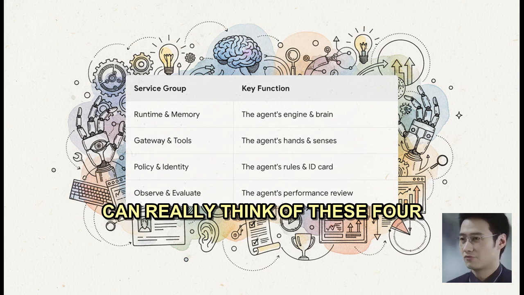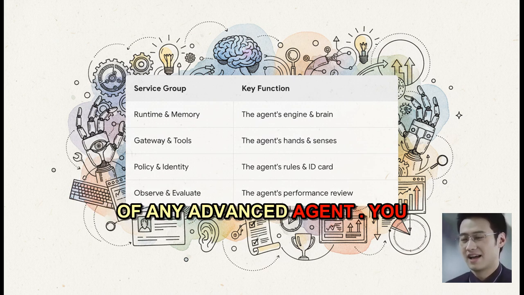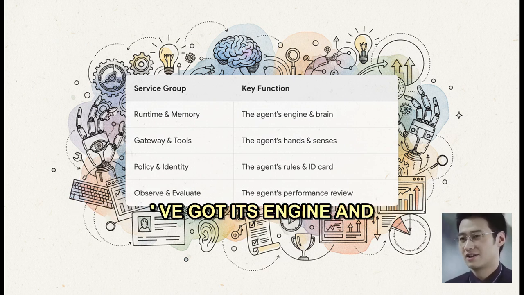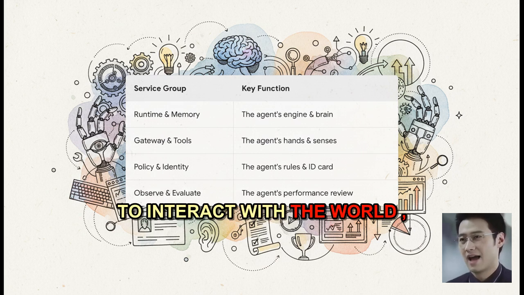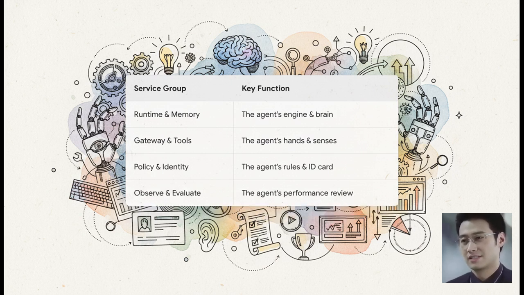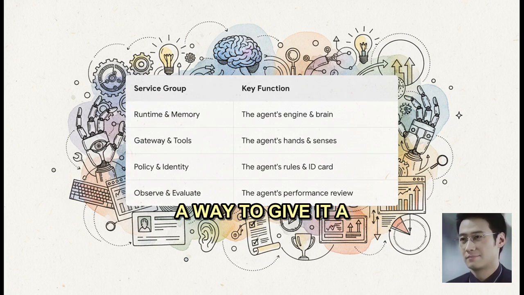You can really think of these four groups as the essential body parts of any advanced agent. You've got its engine and brain, its hands and senses to interact with the world, a set of rules and an ID card, and finally, a way to give it a performance review. So, let's dive into each one.